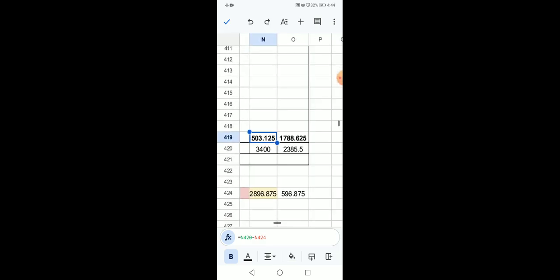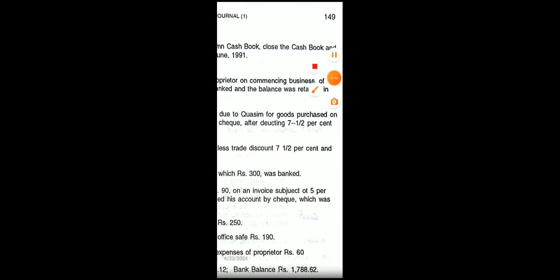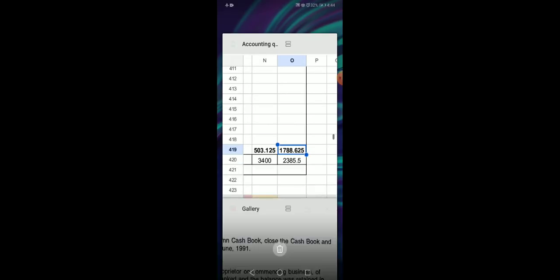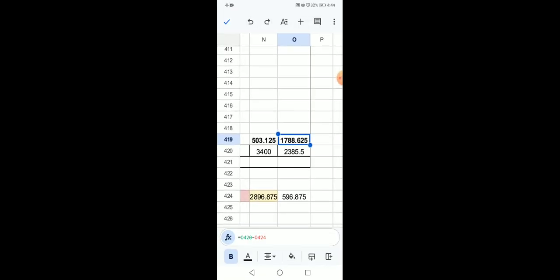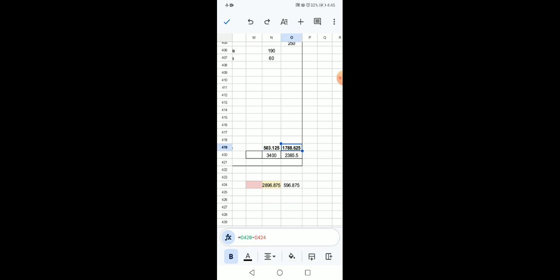Okay, the answer is correct. And the second answer is bank balance. You will go to the bank and will see the balance. So here you have bank balance, which is 1788.6. Okay, our answer is a little bit more correct because we have three decimals and he is taking only one or two decimals. So we have 503 cash in hand and 1788 as cash at bank still present. This was our solution. We have made our journal entries, taken these journal entries and created the cash book.